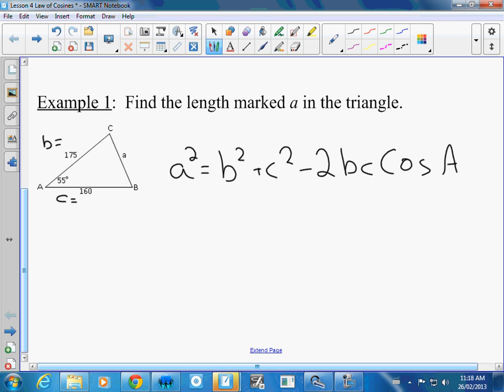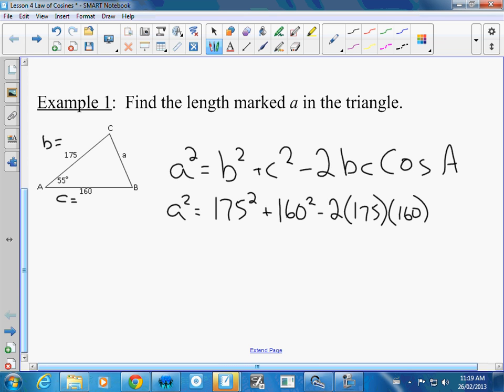Okay, now take everything and plug it in. So a squared equals, what's b? 175 squared. c is 160 squared, minus 2 times 175 times 160 times the cosine of 55. Okay, now, here's your thing. Stop.